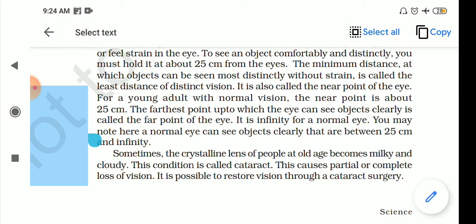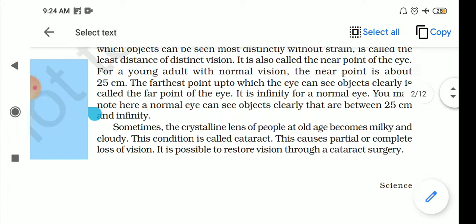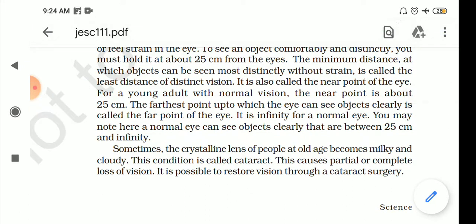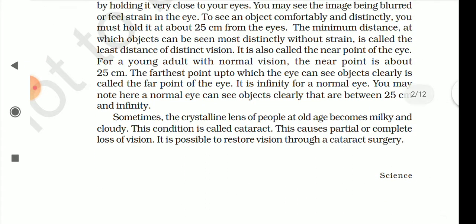To see a thing clearly, it should be at minimum 25 centimeter away from the eyes. And the farthest point up to which the human eye can see objects clearly is called the far point of the eye. It is infinite for a normal eye. So for the far point it is infinity, and for the near point it is 25 centimeter.